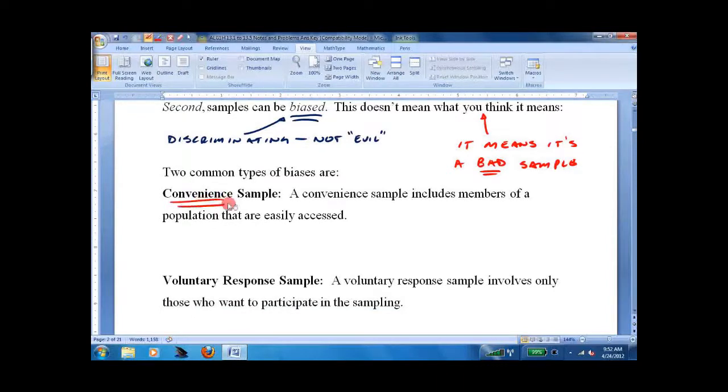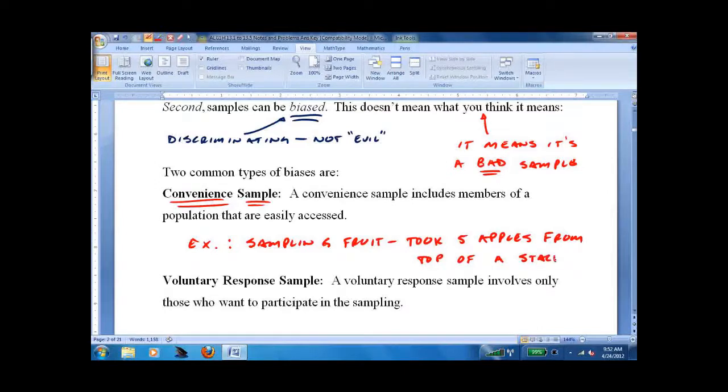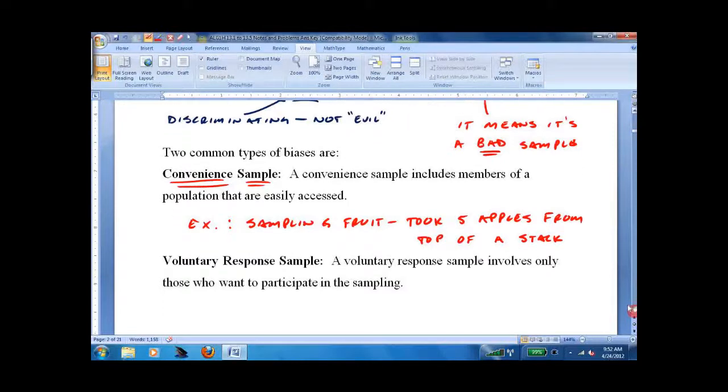The first one would be convenience. It just means you made your life easy. For example, I need to survey the whole school, so I just walked out in the hallway and grabbed 5 kids who are always nearby because I know them, and I do that. Another one would be if you're sampling fruit, and you only took 5 apples from the top of the stack. What about the apples on the bottom? What about the apples in the middle? What about the apples that are being crushed? That's not a good sample. You just did what was convenient for you.